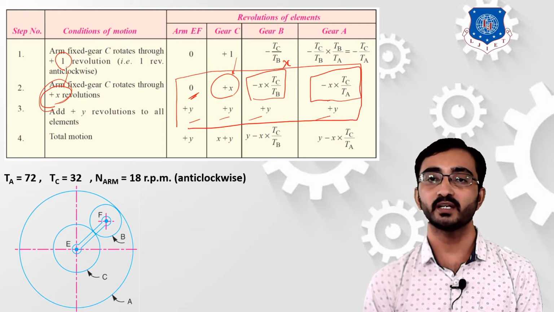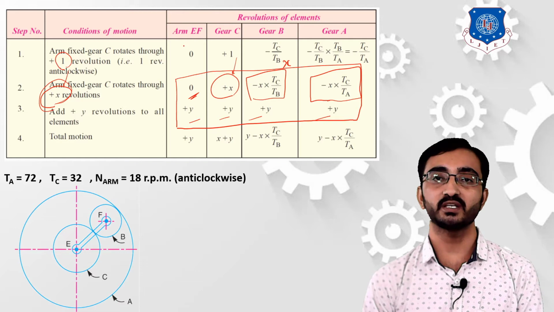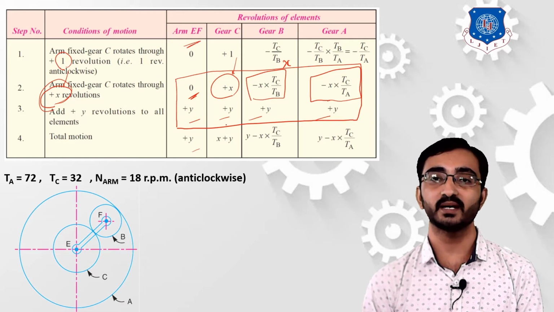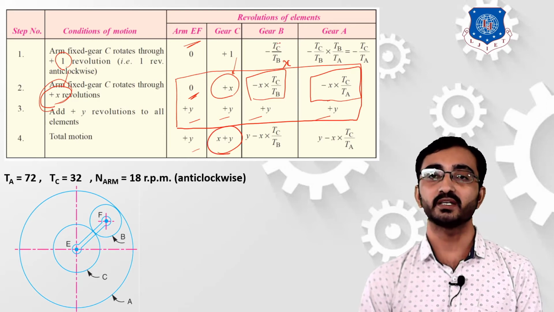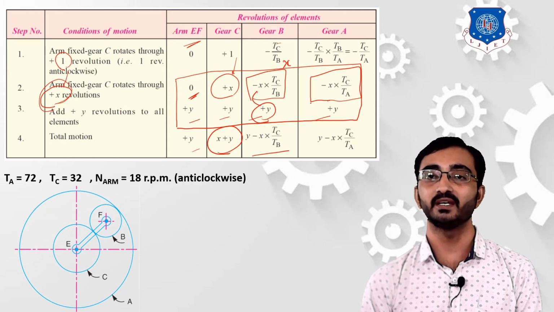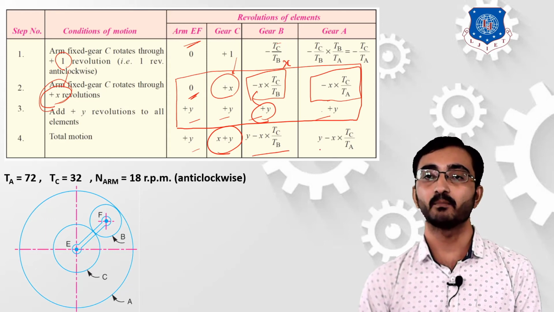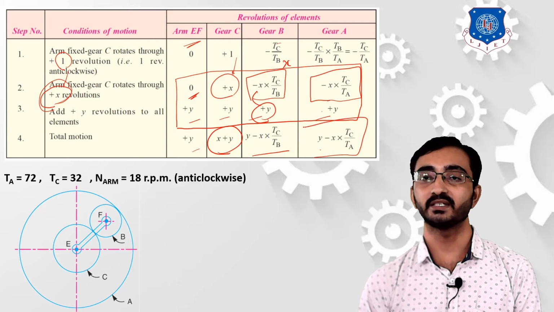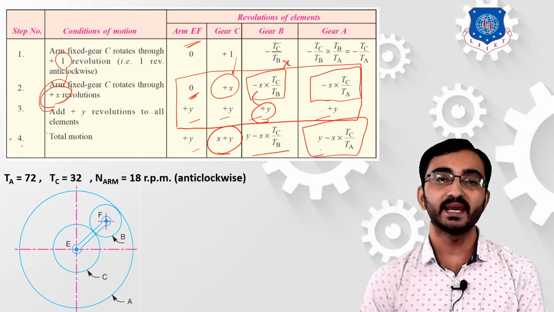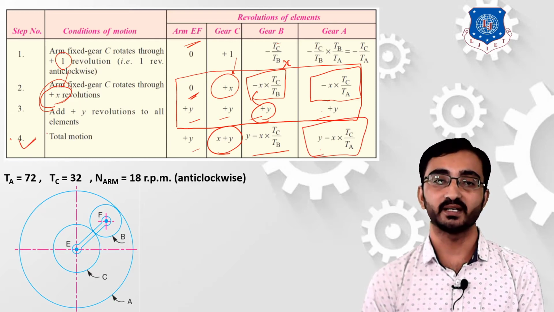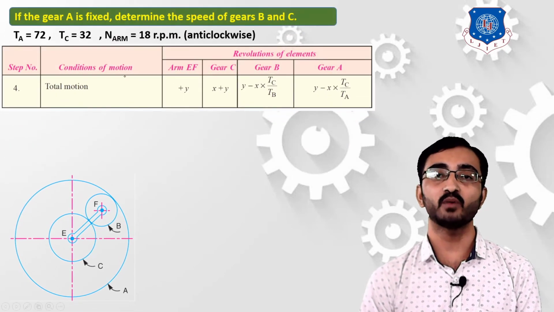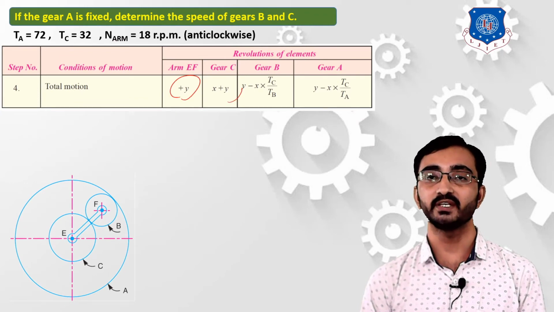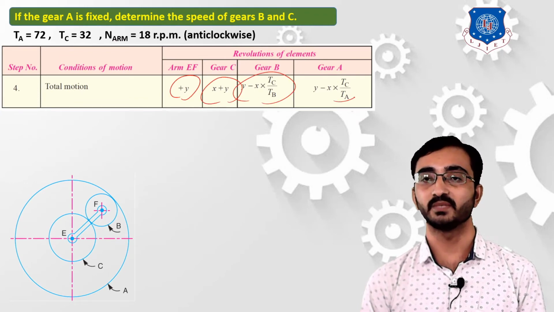Okay, so over here you can refer that the total motion for arm EF is equal to plus y. Similarly for gear C it will be x plus y, and for gear B it will be plus y minus x Tc by Tb, and similarly over here plus y minus x Tc by Ta. And this final row will be helpful to us for solving this numerical. Okay, so let's sort out this data in such a way that you have a column of speed of each and every element of this assembly.